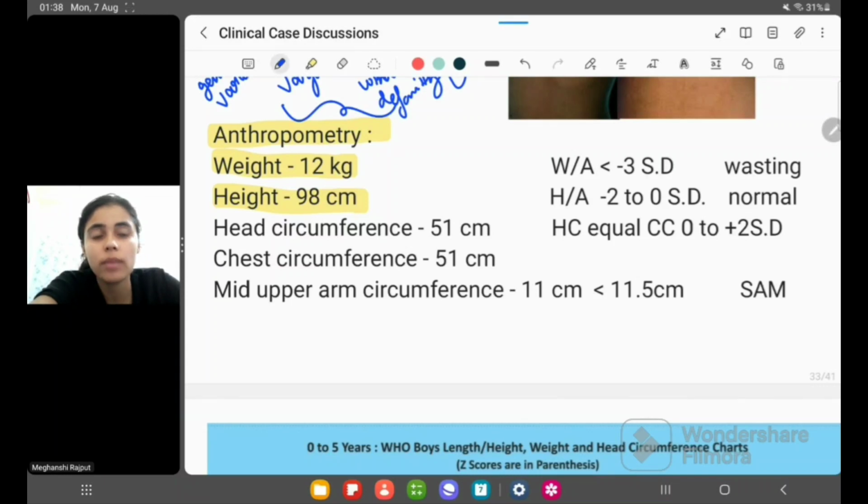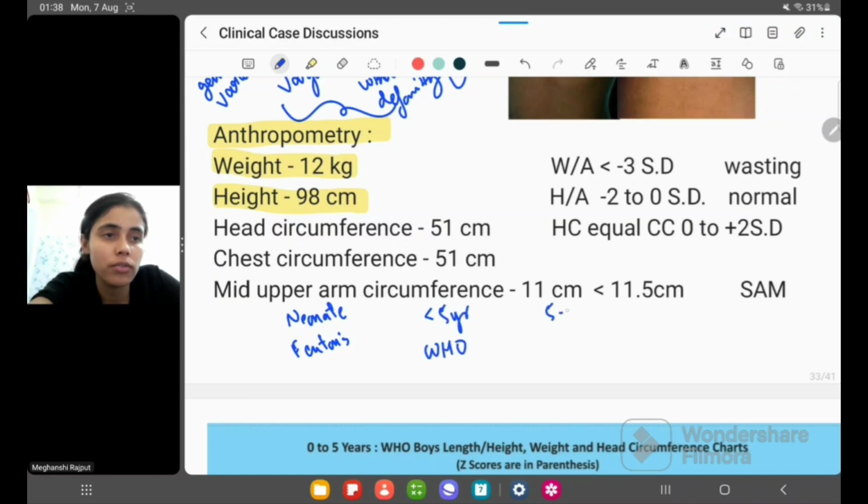If a neonate less than 28 days is provided to you, you use Fenton's chart. If a less than 5 year age group is provided, you use the WHO growth chart, and if it is 5 to 18 years, then you use the IAP growth charts, Indian Academy of Pediatrics. You calculate the weight, and not only do you have to calculate, you have to interpret as well.